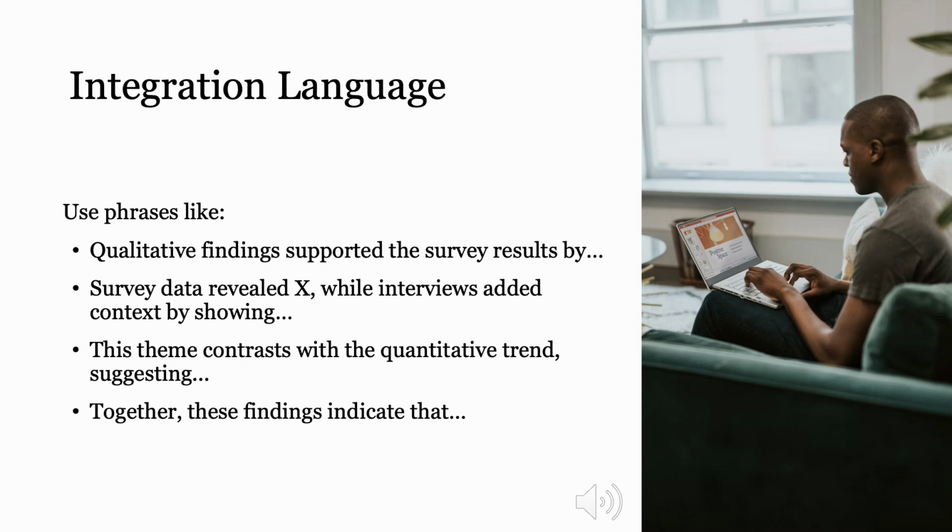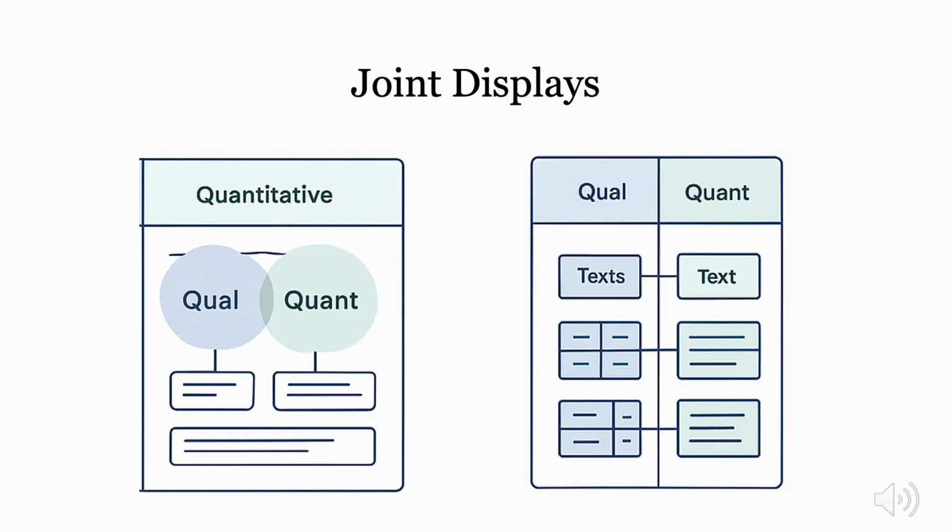One powerful way to present integrated results is by using joint displays. These are tables, diagrams, or visuals that bring your qualitative and quantitative data together. They help the reader see how your findings relate, support, or contrast with each other. You can use them to show alignment, highlight differences, or organize results by themes or research questions.